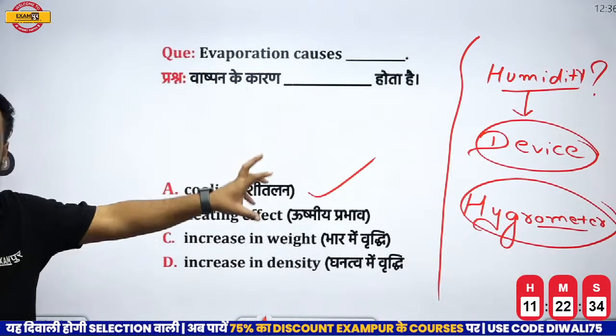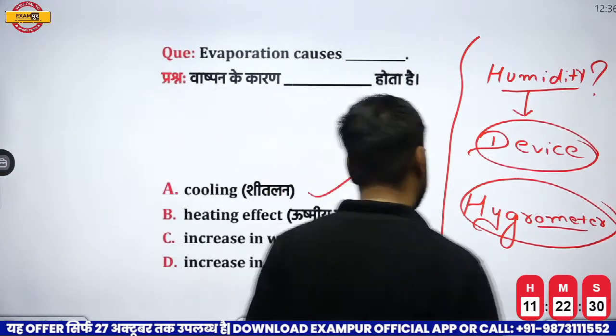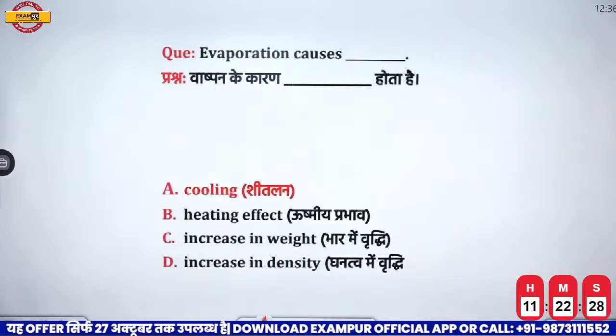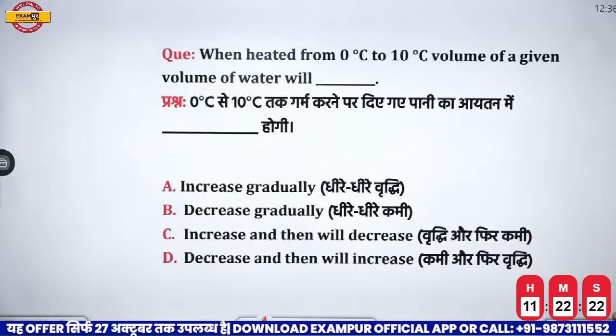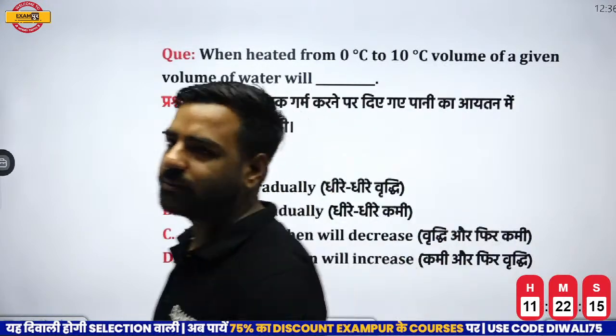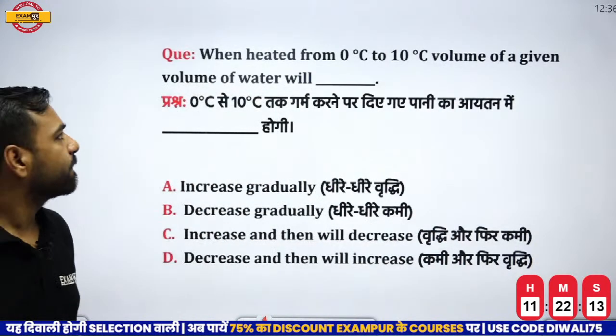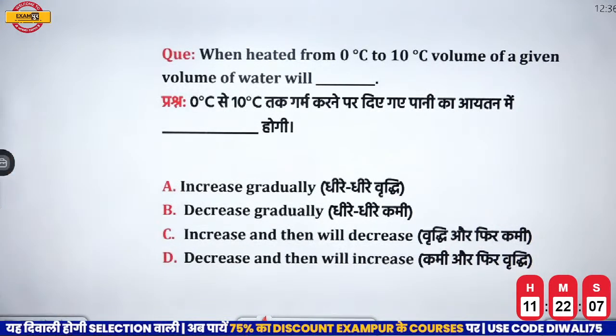So both the questions are important. They are asked again and again in the examination. We must remember that. Okay. So next question, please. When heated from 0 to 10 degrees, a given volume of water will dash. It will increase, it will decrease, it will increase then decrease, or first decrease then increase. Vinod, totally correct. Vikramaditya, absolutely correct. What about this question? When heated from 0 to 10 degrees, a given volume of water will dash. Answer please.